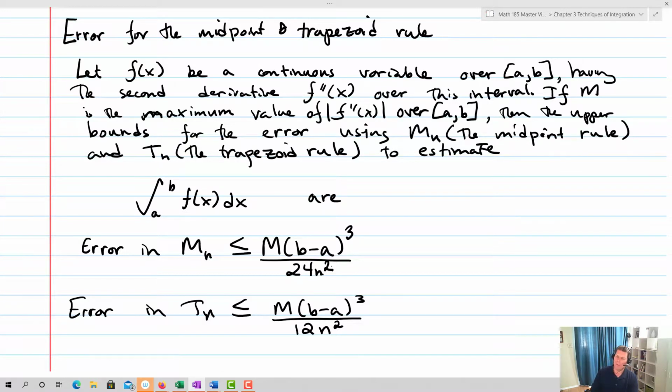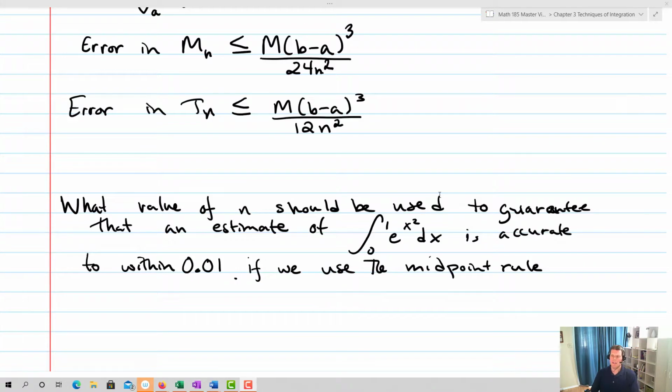So what we'll see is that the maximum error for the midpoint rule is actually half of what the maximum error would be for the trapezoid rule. And so when we're doing approximation, we probably want to look at the graph and make a determination as to which one is the best one to use for our approximation. That all depends upon how the graph actually looks. So let's look at an example.